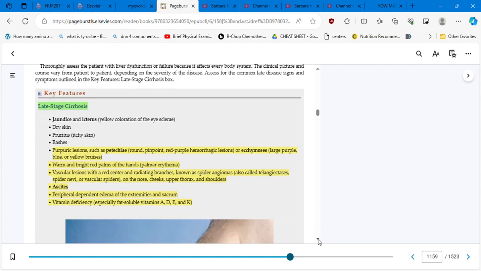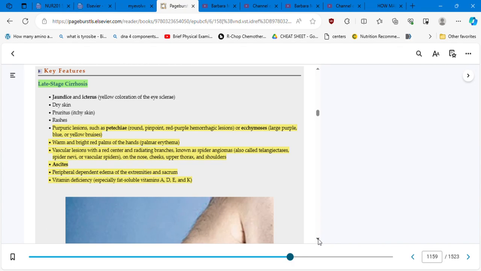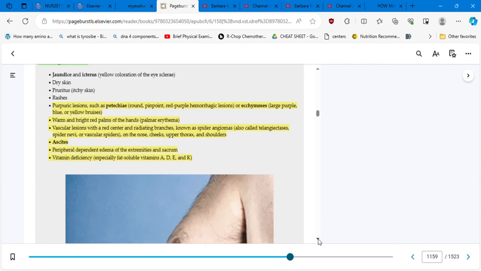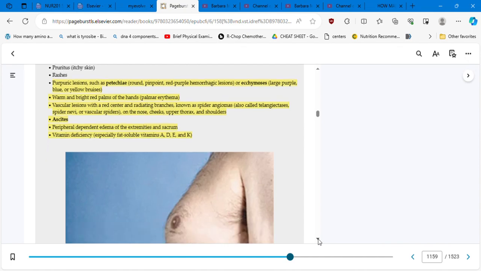Okay, in late stage cirrhosis, of course, we are going to have jaundice and icterus, rashes, purpuric lesions such as petechiae, brown pinpoint, red-purple hemorrhagic lesions, or ecchymosis, warm and bright red palms of the hands, which is called palmar erythema, vascular lesions with a red center and radiated branches, spider angiomas, ascites, peripheral dependent edema of the extremities and sacrum, and vitamin deficiency, especially the fat-soluble vitamins A, D, E, K.